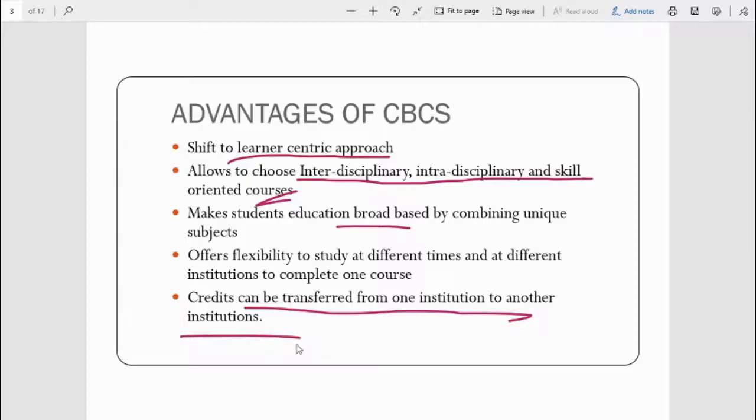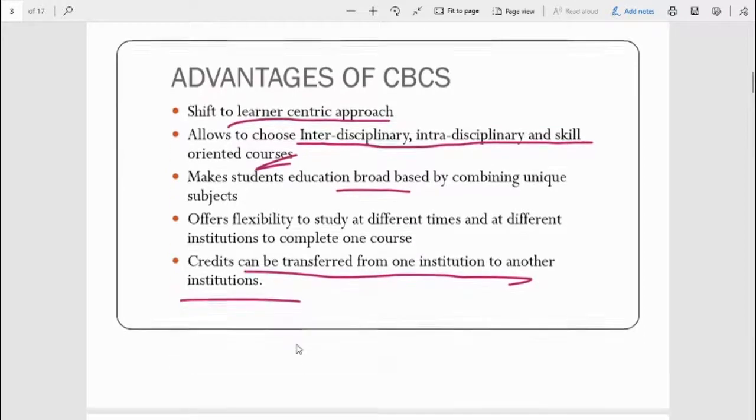So these are the advantages of CBCS. It is so open and gives you plenty of choices, not unlimited but plenty. Select and opt for the courses as per your interest. That's why it is learner centric.